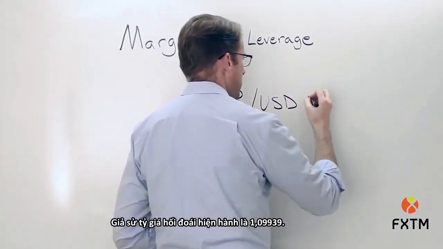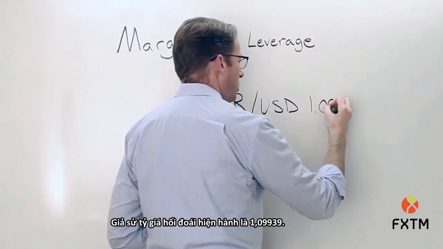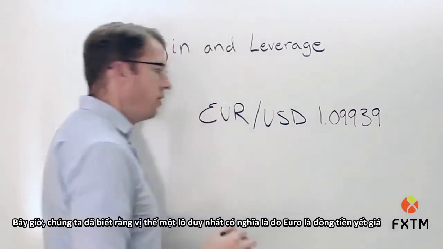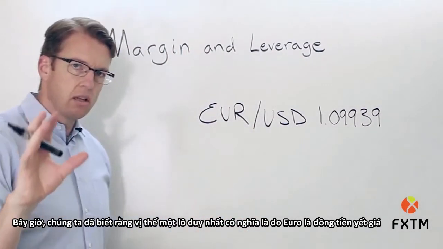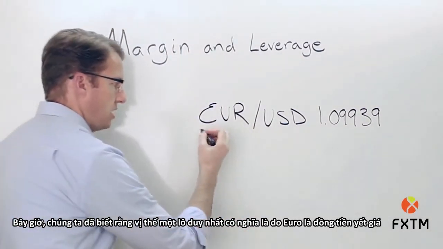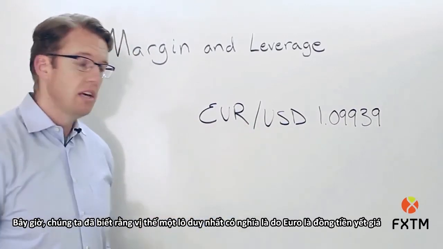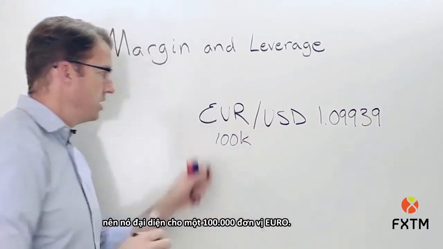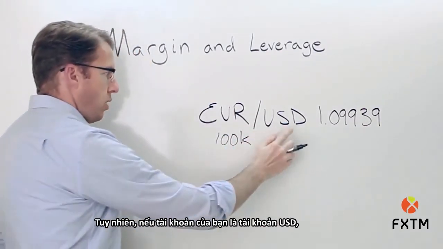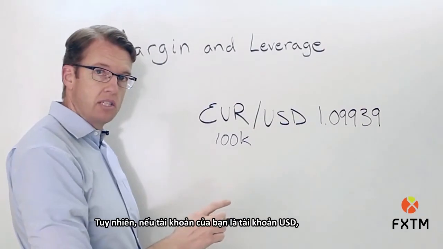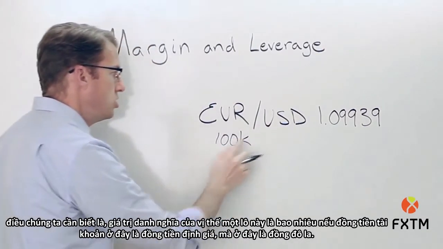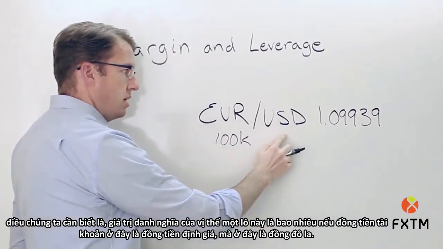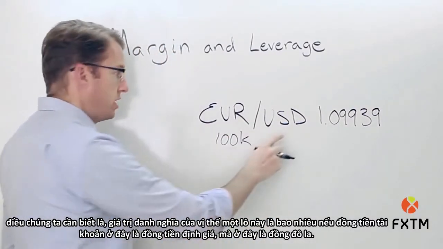Let's say that the current exchange rate was 1.09939. All right, now we know that a single lot position means that, because the euro is the base currency, this represents 100,000 units of the euro. So what we need to know, however, if your account is denominated in US dollars, is what's the notional value of this one lot position if the account currency is the quote currency, which is the dollar?